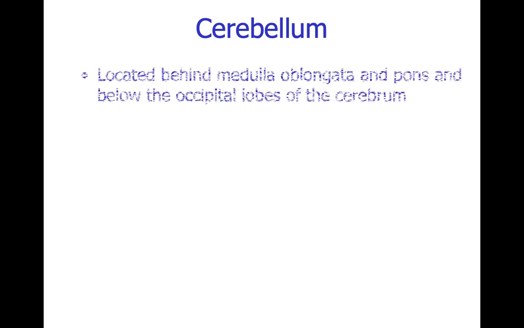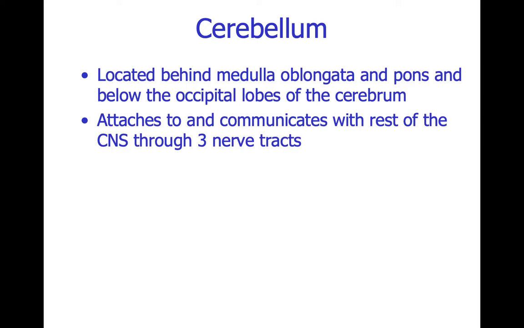Next, we have our cerebellum. That's our third section, our third region of the brain, right? We had our brainstem, we had our diencephalon, and now we have our cerebellum. Cerebellum is located behind the medulla oblongata and the pons. And remember, the medulla oblongata and pons are kind of one on top of the other. And below the occipital lobes of the cerebrum, it's kind of tucked underneath the back end of the cerebrum. It attaches to and communicates with the rest of the central nervous system through three main nerve tracts.